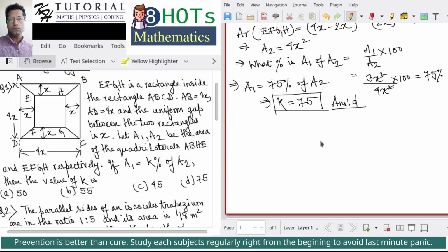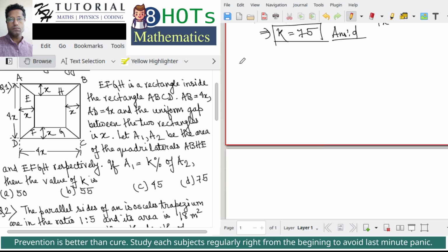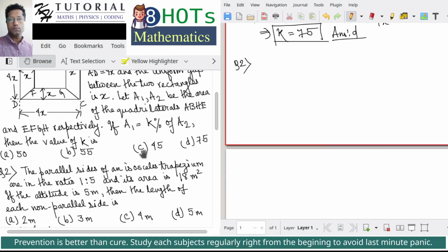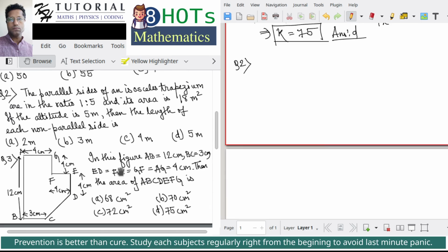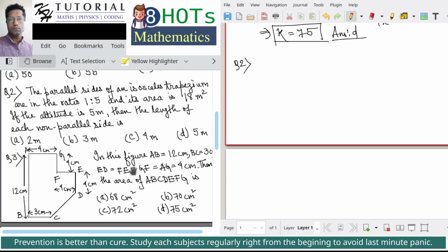Okay, let's do problem number 2. Problem number 2. The parallel sides of an isosceles trapezium are in the ratio 1:5 and its area is 18 meter square. If the altitude is 5 meter, then the length of each non-parallel side is.